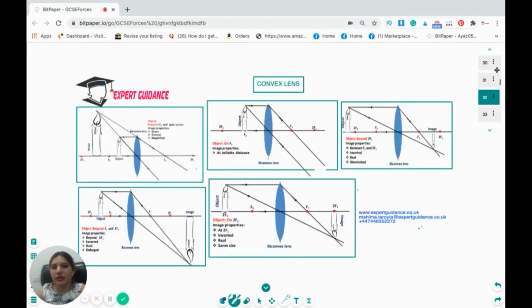Now, these are the certain ray diagrams for the convex lens, which you need to remember.